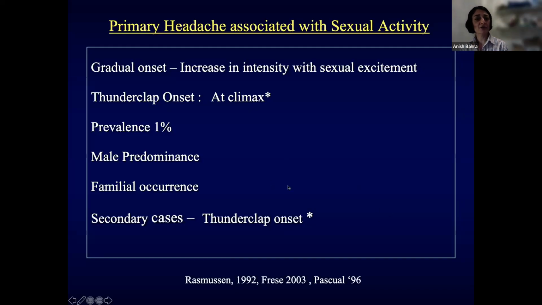So primary headache associated with sexual activity has a gradual onset, increasing with sexual excitement and then settling. The one that you need to investigate is the thunderclap onset. Again, we get this 1% prevalence, this familial occurrence, and the secondaries are all thunderclap.